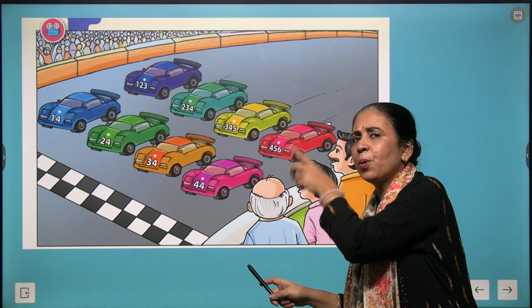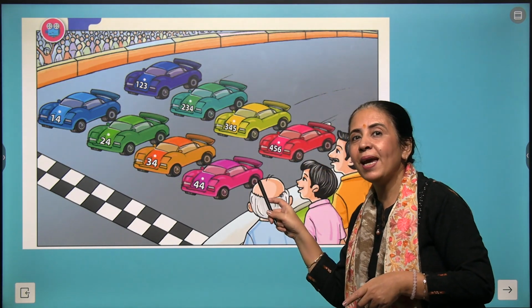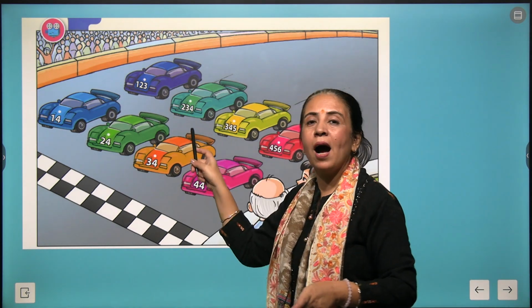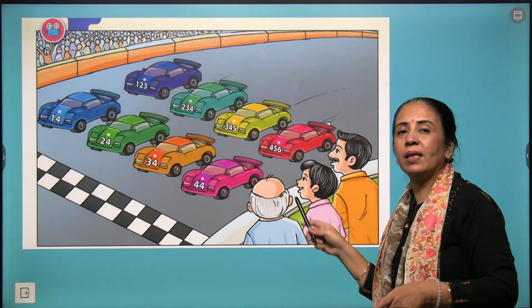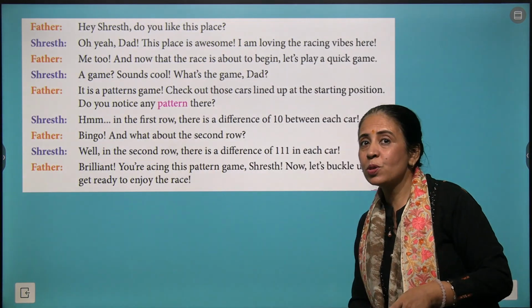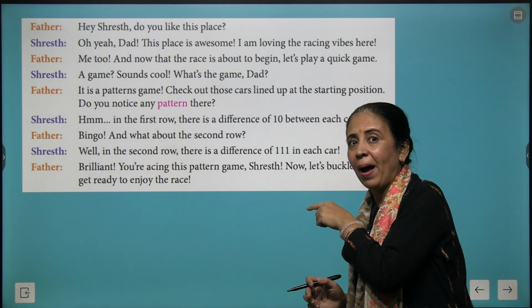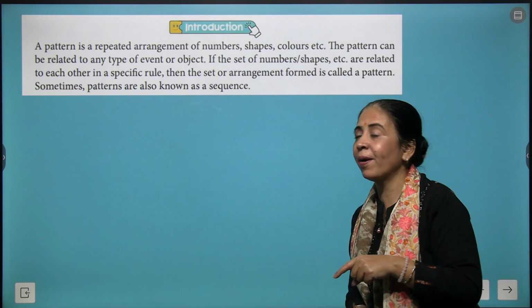Coming at the second row, could you see some pattern there also? What's being added? Beautiful. That is 111 is added and we get the next number embossed on the car. This is how Shresh also recognized the patterns when he accompanied his father on the car race.